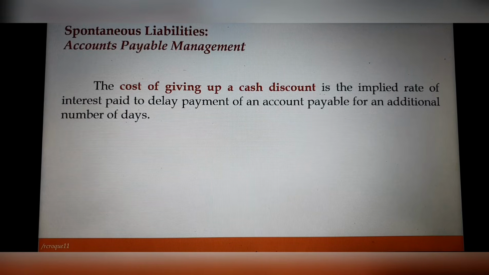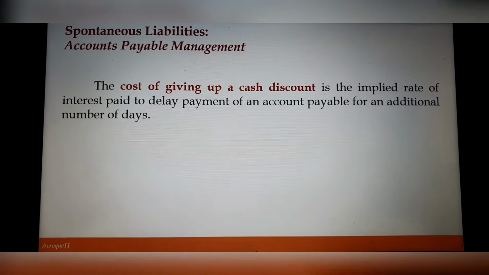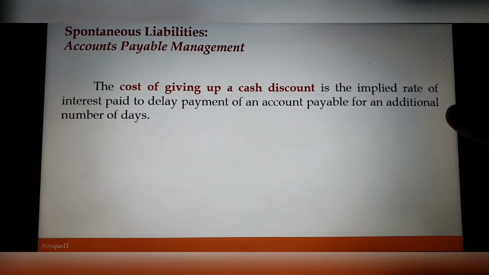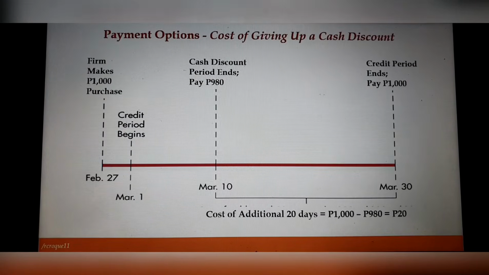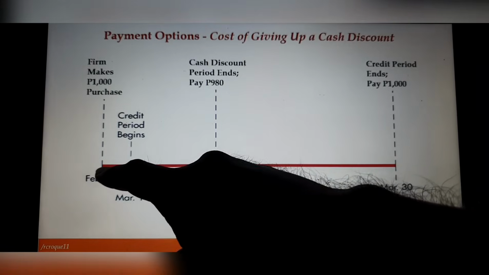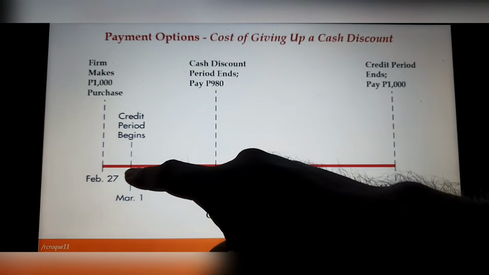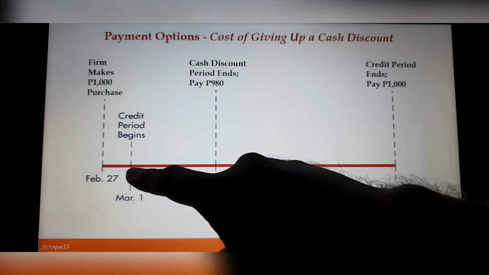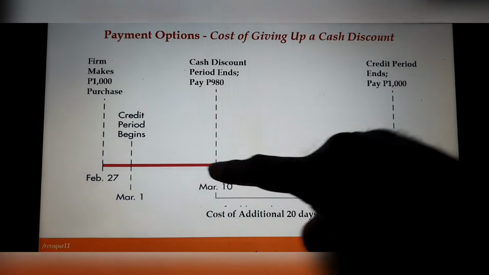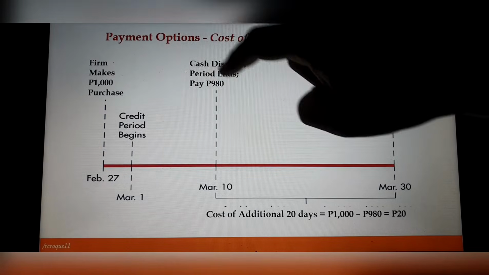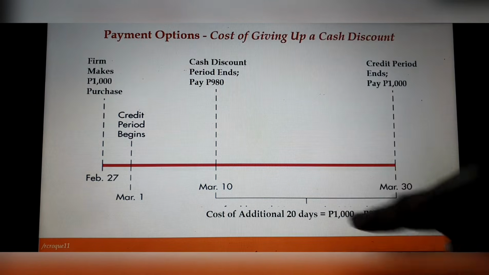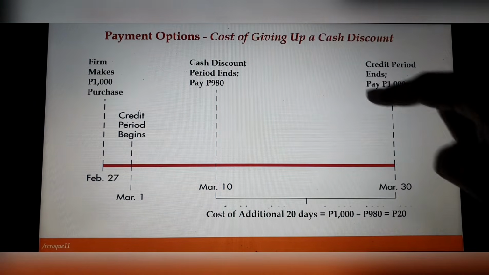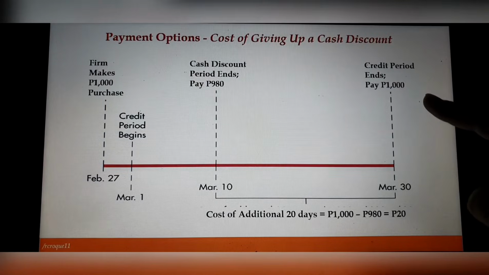Okay. So let us analyze, what if hindi natin tinake yung discount na yan? There is a cost of giving up a cash discount. That is defined as the implied rate of interest paid to delay payment of an accounts payable for an additional number of days. Para mas maintindihan, let's look at this diagram. Feb 27 binili, credit period begins ng March 1 or after the end of the month. Okay, so 10 days yung discount period. So March 1 to March 10. So we have 980 na payment if we pay within the discount period. Pero kung hindi, we have to pay extra 20 and pay the entire or full amount of 1,000 pesos.